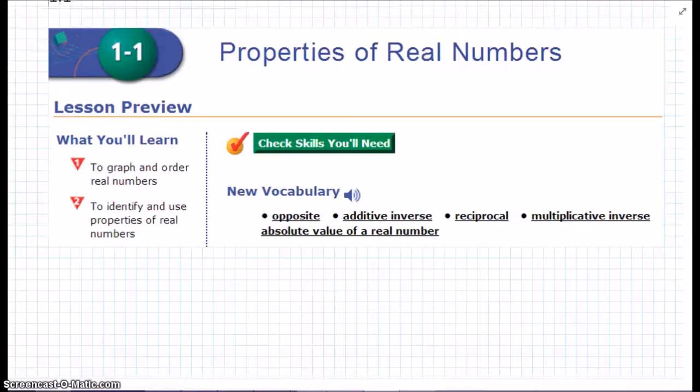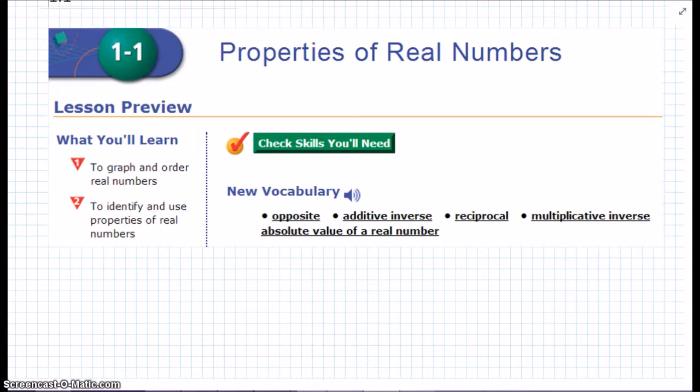Well, welcome to lesson 1.1 of Algebra 2, Properties of Real Numbers. Now understand the purpose of this video lecture is for you to pause and rewind and rewatch this video as much as you need or as little as you need to master the lesson for each section. So today's lesson is Properties of Real Numbers.